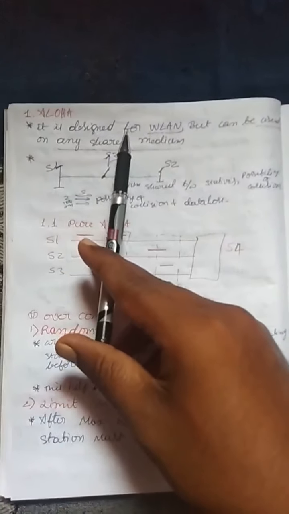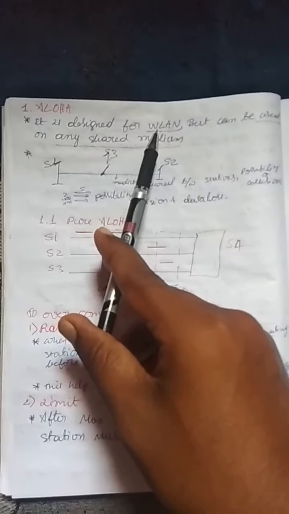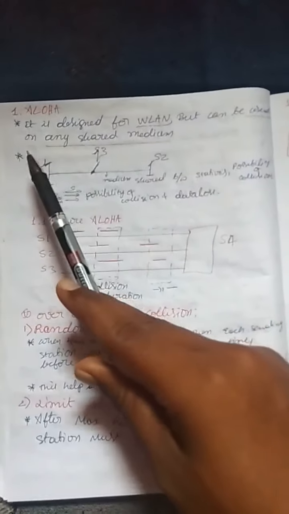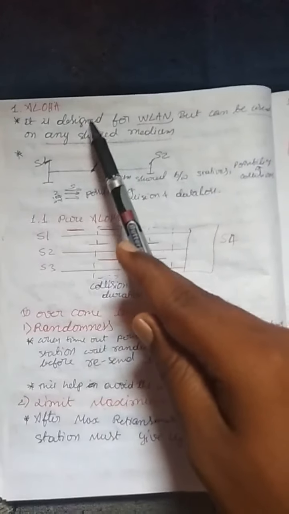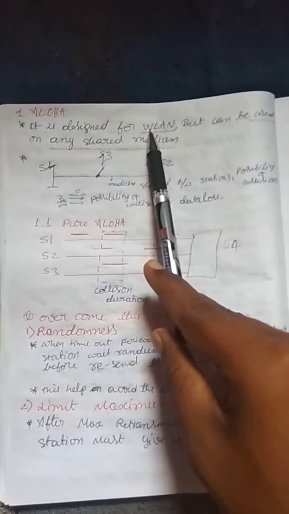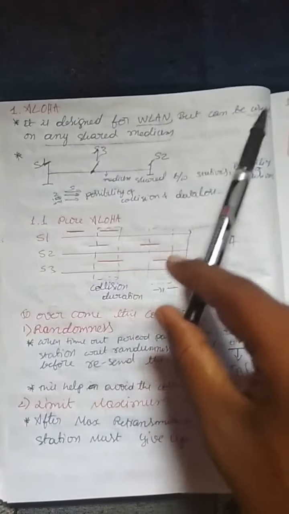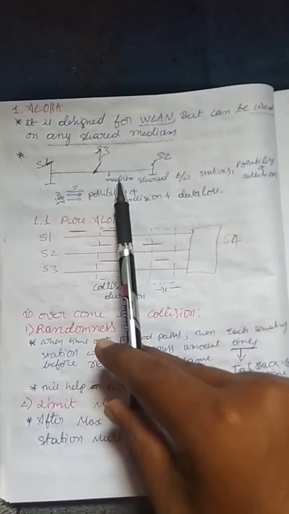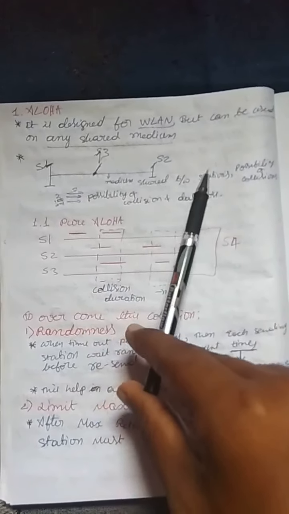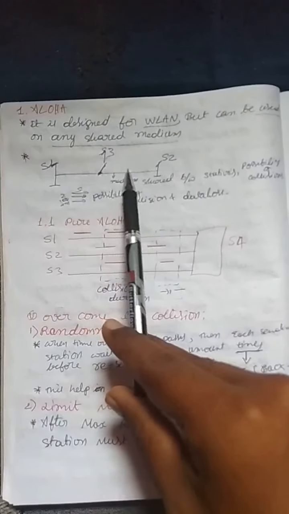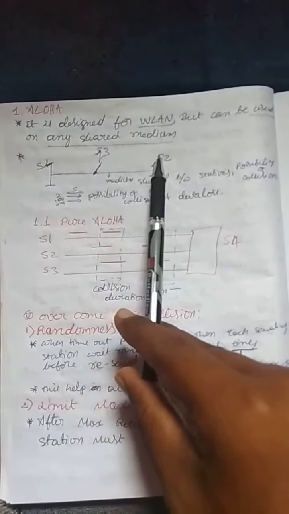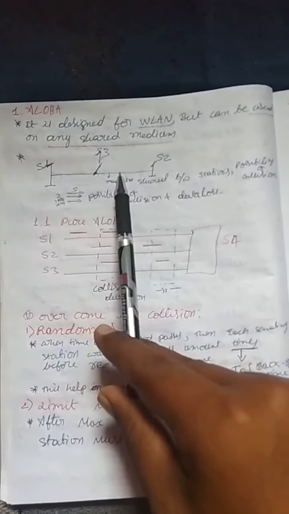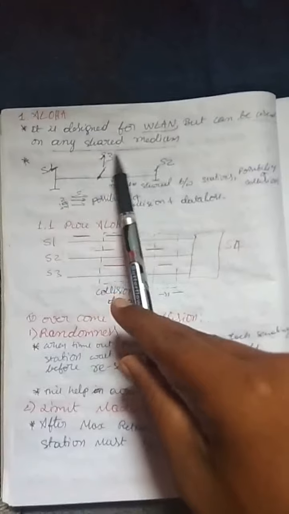Here, what is Aloha? It is designed for wireless LAN, meaning wireless local area network, but it can be used on any shared media. Here the medium is shared between the stations. You can see that this is the shared media, used by n number of stations.